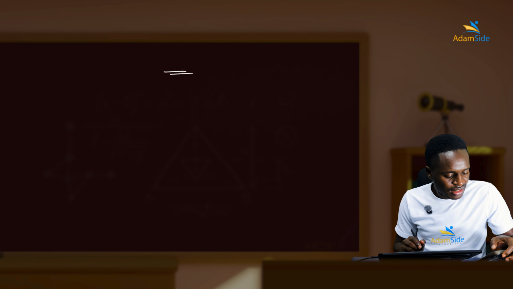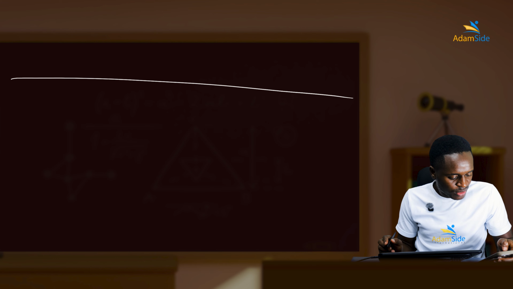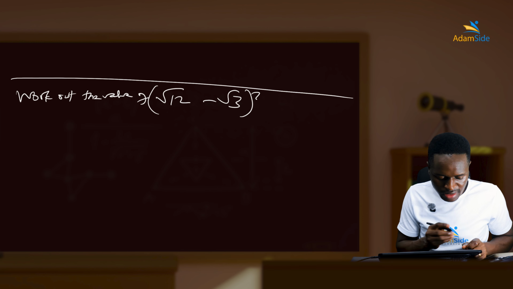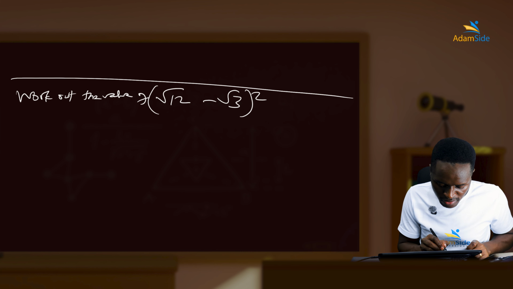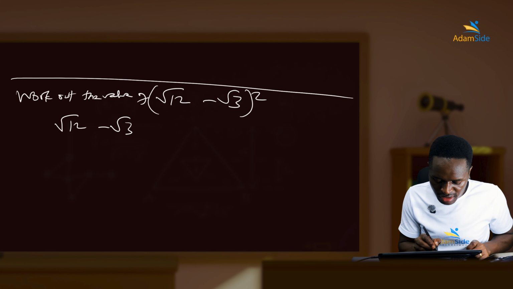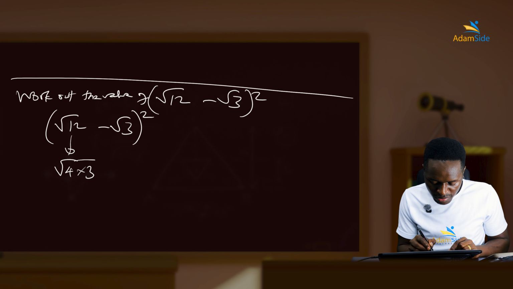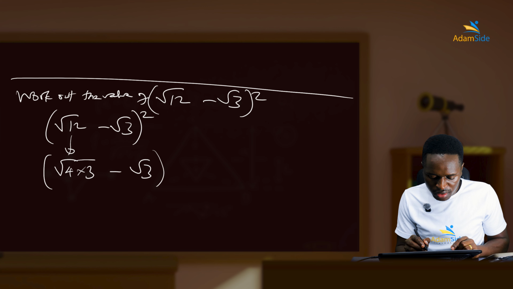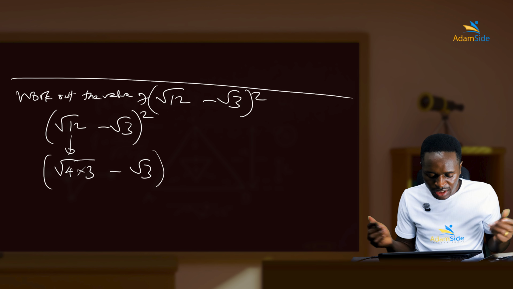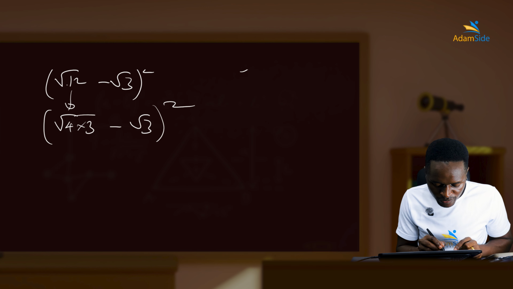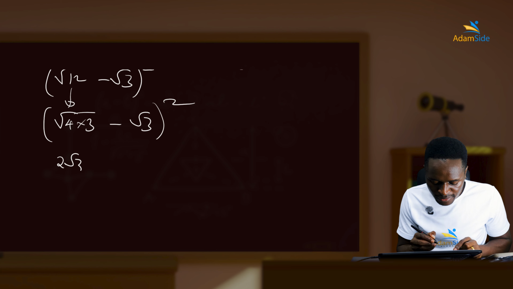Coefficients can be solved like that. So question number 3 says work out the value of root 12 minus root 3, squared. What do you do in that case? You have root 12 minus root 3 squared. Here it's root 4 times 3 minus root 3. Simplify first. Root 4 means 2, so 2 root 3.